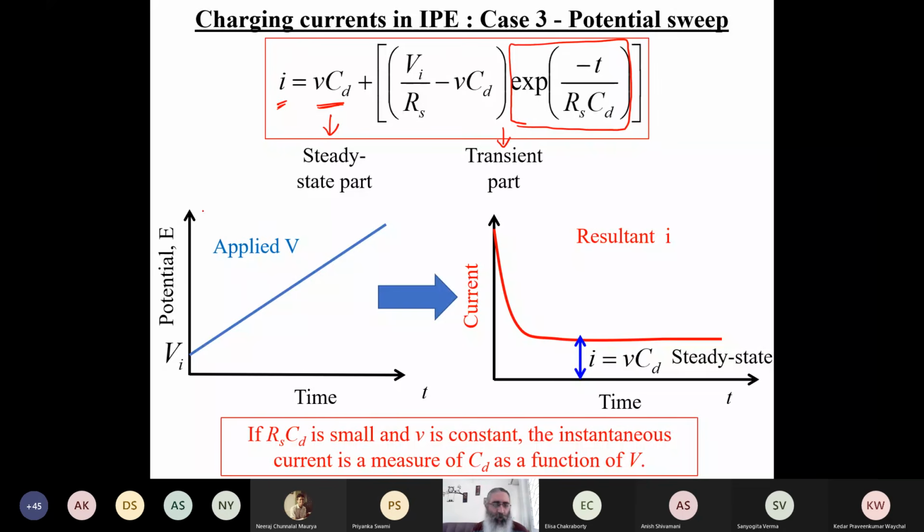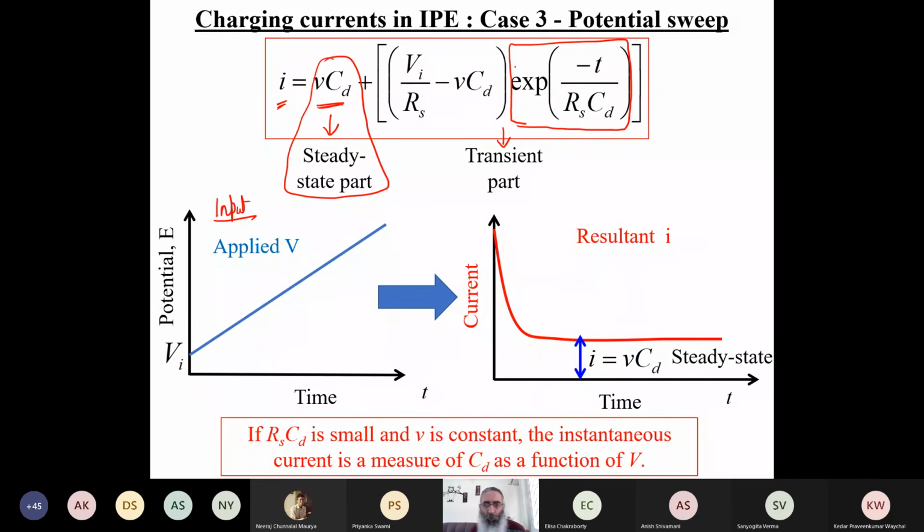Now, this is the input to the system, the applied voltage, which is ramping up with respect to time. Then you plot this current as a function of time. Current as a function of time. This part, the steady state part, is going to be independent.